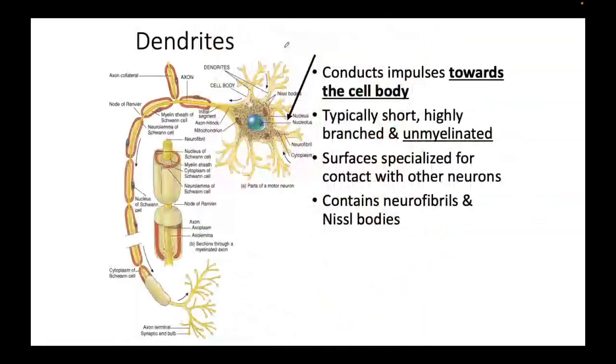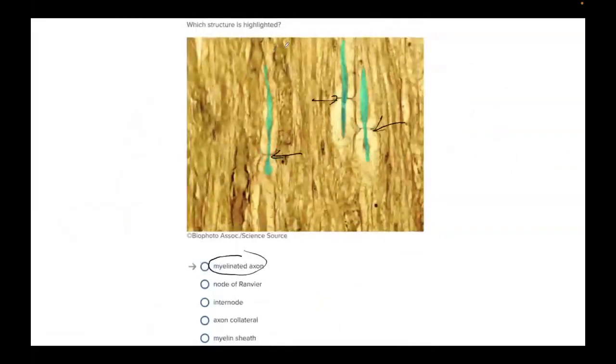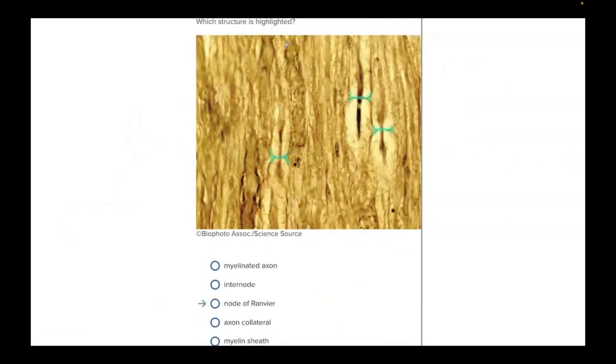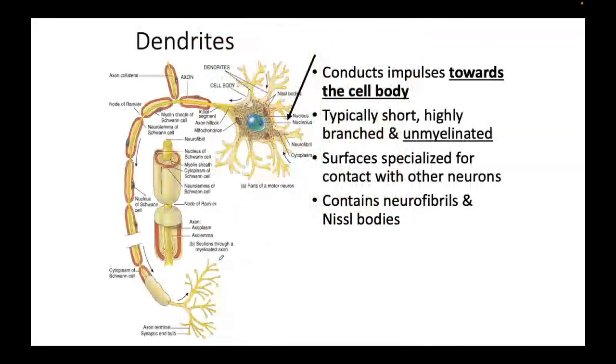Okay. Let me go back here. So right here, the blue structure, that's the space between the Schwann cells. That's the node of Ranvier. The dendrites, right, these branches here, these conduct the impulses, remember, in this direction to the cell body. They're typically short, they're very, very highly branched, and they're unmyelinated, unlike the axon. The axon is myelinated.